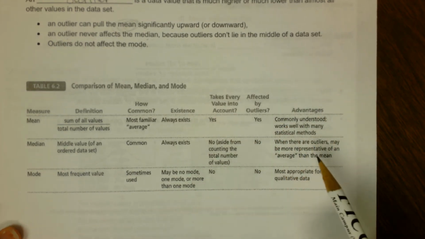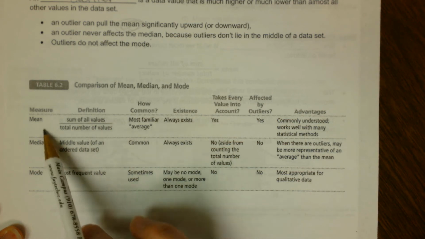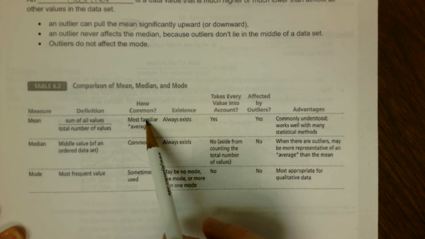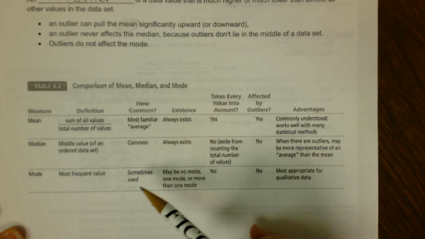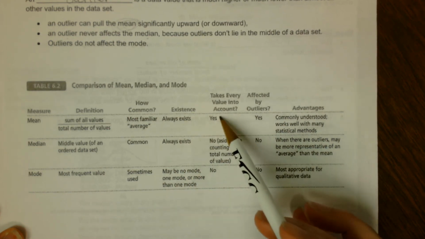So here's just an overall table comparing mean, median, mode. We have the definitions. The mean is the sum of all values divided by the total number. This is the most commonly used form of average. It always exists, whereas mode doesn't always exist. Mean takes every value into account.